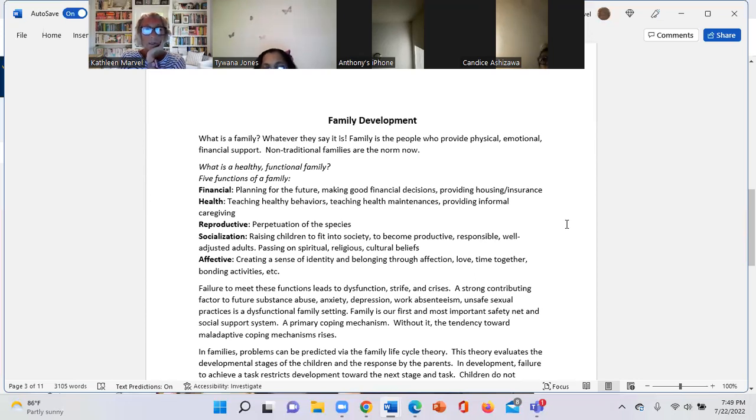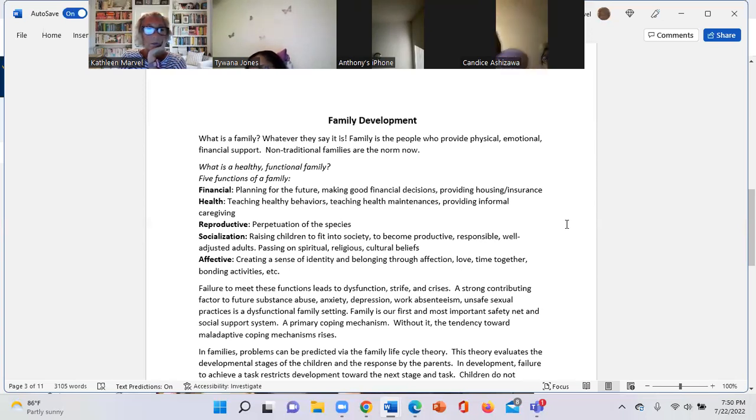So financial, healthy families: planning for the future, making good financial decisions, providing housing and insurance. So what would a dysfunctional family do? Not planning for the future, not making good financial decisions, not able to provide housing and insurance. Okay, health. Healthy functioning of a family teaches healthy behaviors, teaches health maintenance, provides informal caregiving. So a dysfunctional family would be the opposite.